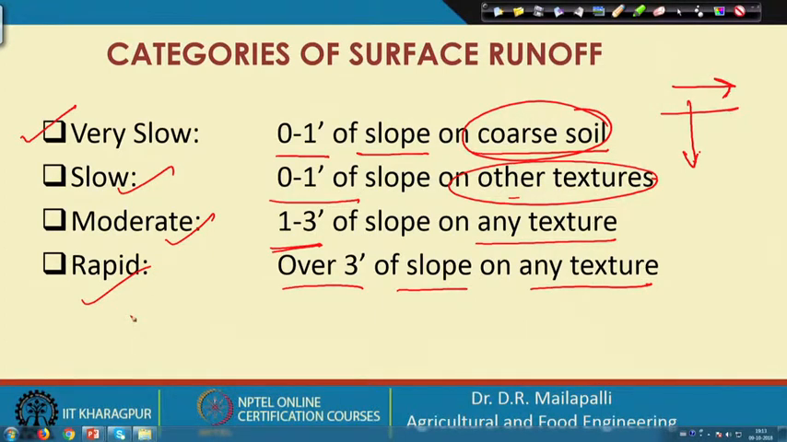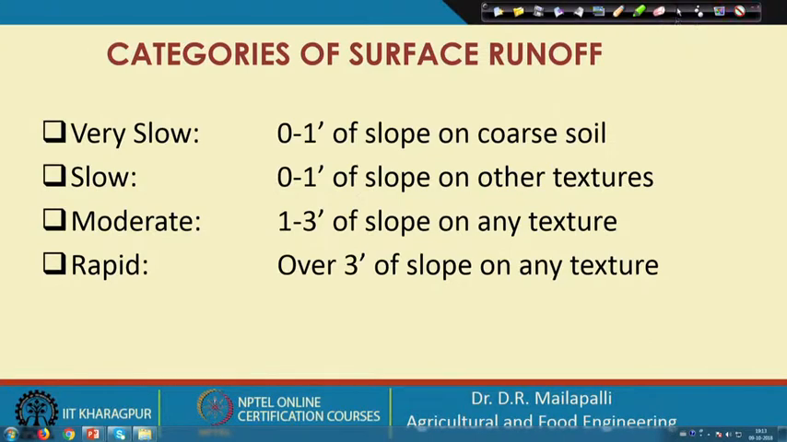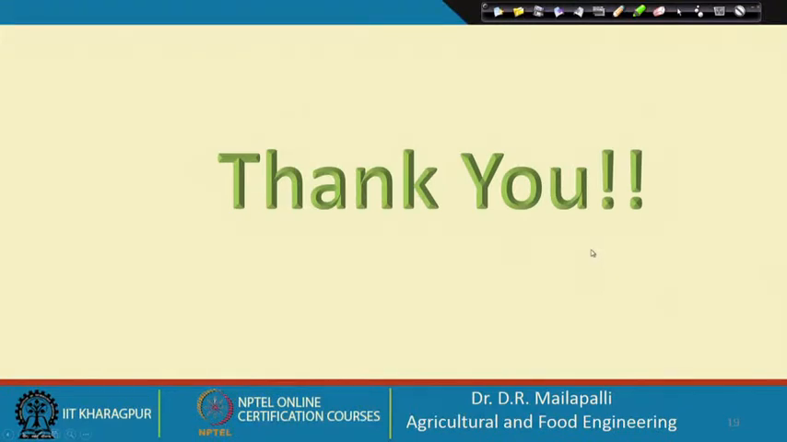So, you see the rapid runoff in soils having more than 3 feet of slope, that means more than 3% slope, irrespective of texture. The slope is basically the main player in deciding the runoff.